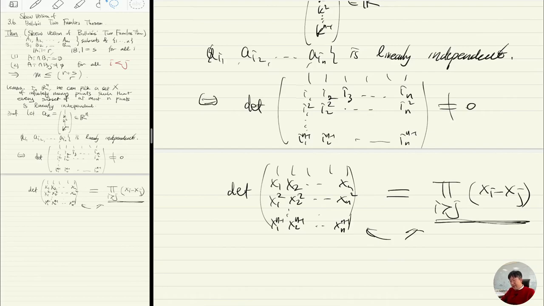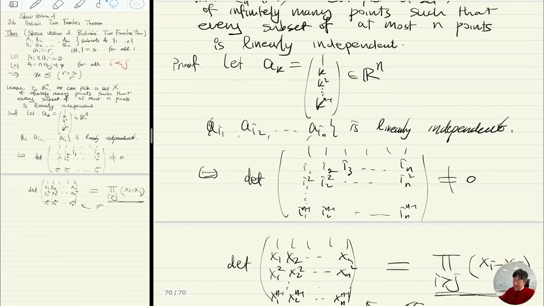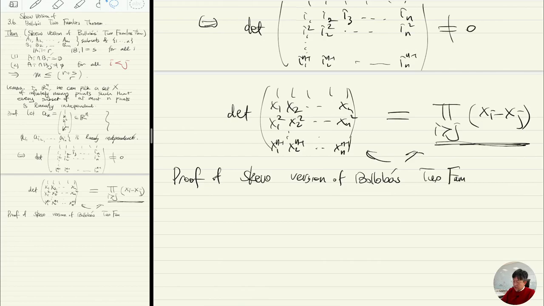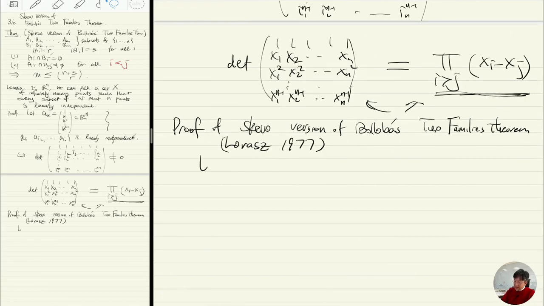This means that if i1 up to in are distinct, then the determinant is non-zero. So that proves that these points are linearly independent. And whenever I choose n of them, they are linearly independent. So why is this useful for us? The skew version. Let's try to prove this skew version of Bollobás' two-family theorem, and this is due to Bollobás in 1977. So let X be the union. Now I have the families of Ai and Bi.